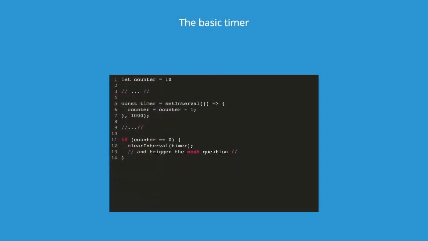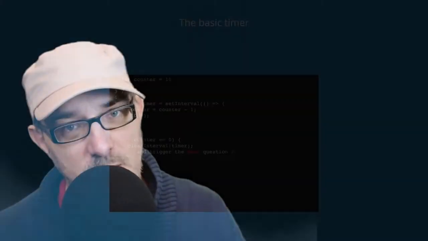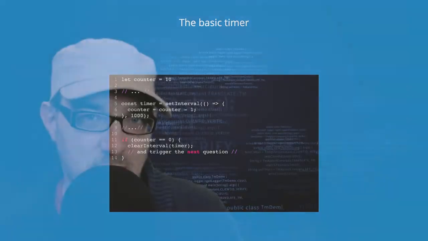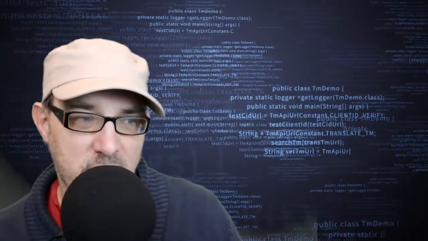Now the basic timer will have a logic which runs along something like this. We have an initial value for the counter, and then we have the setInterval which decreases the counter every second. When the counter reaches 0, then we clear the interval and trigger the next question. That's the basic logic, but how does it work in a React component?